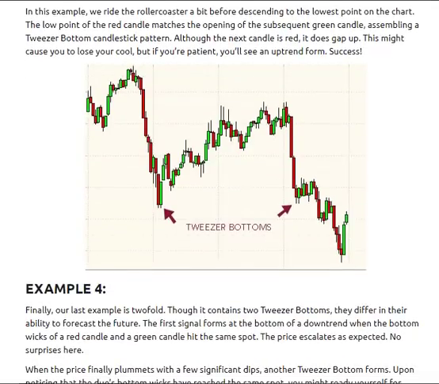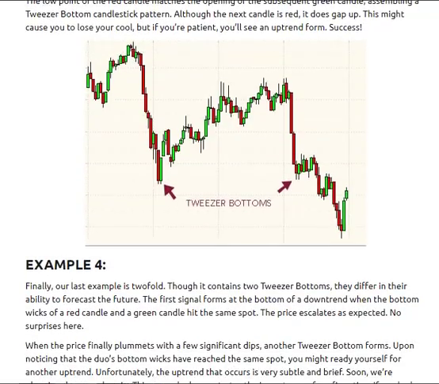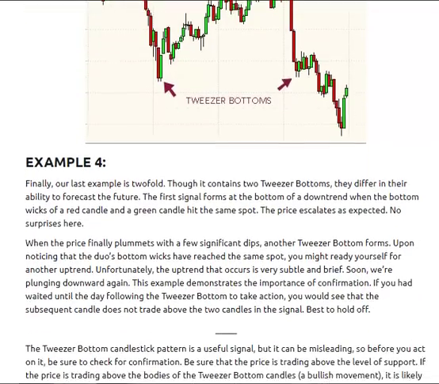Let me see. I think there's one more example here for you. And then this is a really good one as well. You see how we put in the tweezer bottoms here, and then we went up. And then what happened is we had this big drop, and then we formed that bear flag right there. So we went down, we had our tweezer bottom, so people might have thought we were going to make another run, but this is where you have to be careful. We hit those tweezer bottoms, we had that bear flag, and then we broke back down again. So always be aware, and that's why you've got to use other indicators with it as well.